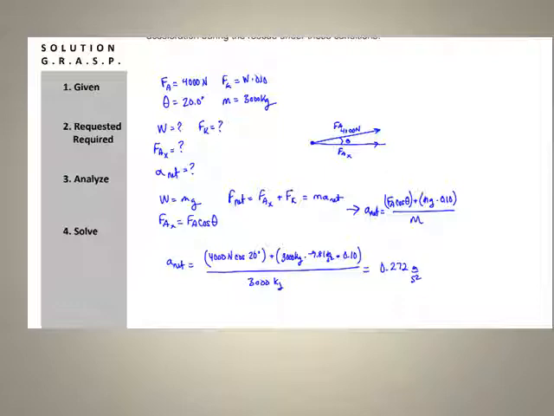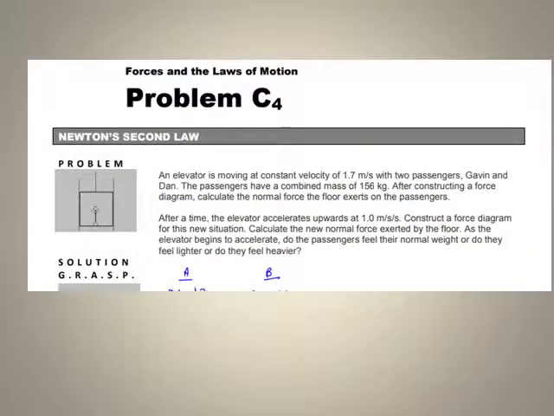Okay, let's move on to the fourth question, which is not about a whale. So F equals ma again, Newton's second law. We have an elevator this time. This elevator is moving at a constant velocity. So at first, this is important information: 1.7 meters per second, going up with 2 passengers. The passengers have a combined mass of 156 kilograms. That's information. After constructing a force diagram, calculate the normal force the floor exerts on the passengers.